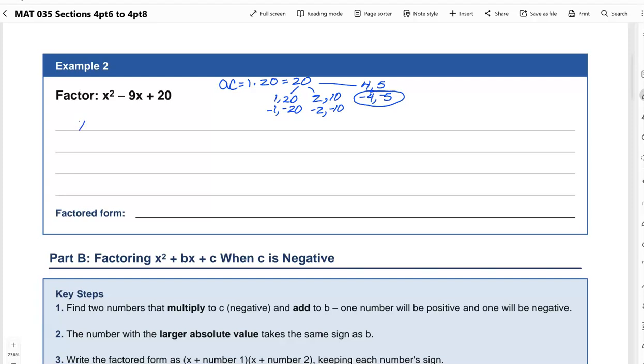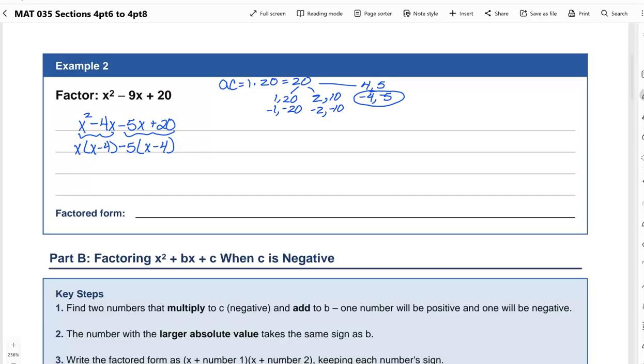So now we're going to do a rewrite step. So this is minus 4x minus 5x as our rewrite for negative 9. And then we're going to group. These have an x in common, leaving us with x minus 4. So the negative 5x plus 20, I'm going to factor out a negative 5, leaving me with x minus 4.